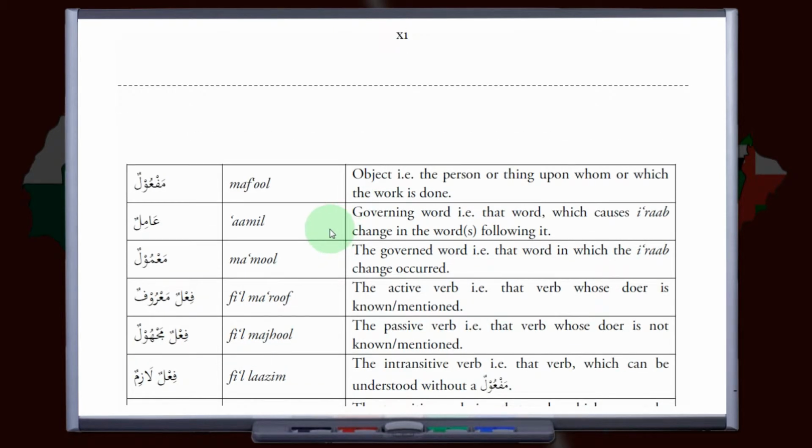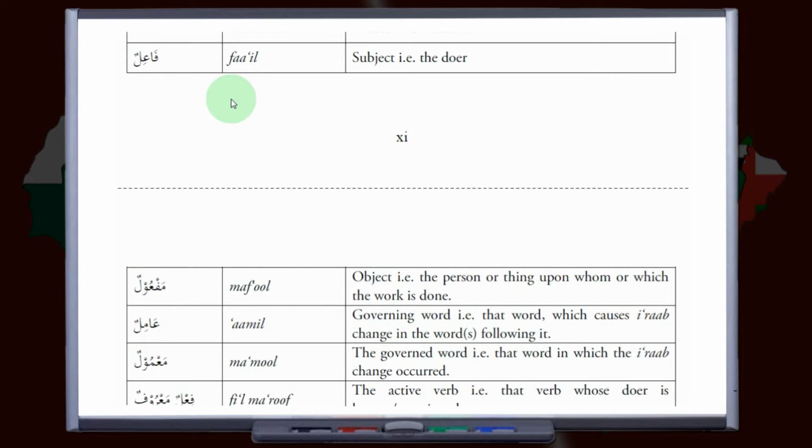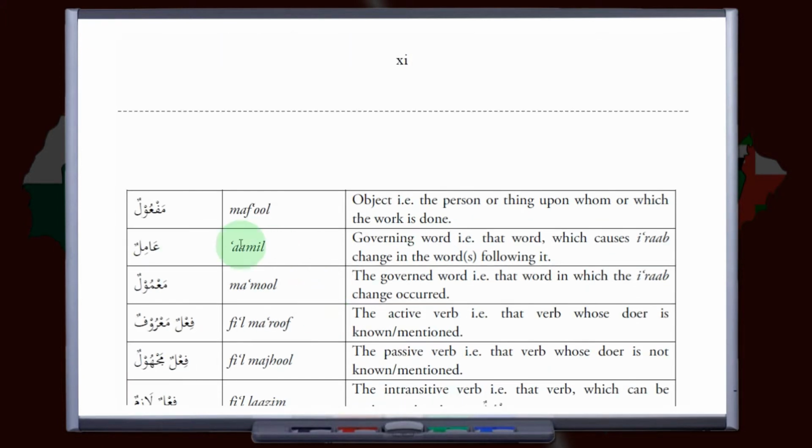And here we have, as relating to the i'rab, or the case notation, the amil is that which causes the case notation to change in the word following it, and the ma'mul, which is that which is changed. You'll notice that it follows the same pattern here: fa'il, amil, maf'ul, ma'mul. So it's kind of helpful in that sense, because this is the actor, this is what's causing it, and this is what's being caused, or who is being affected, essentially.